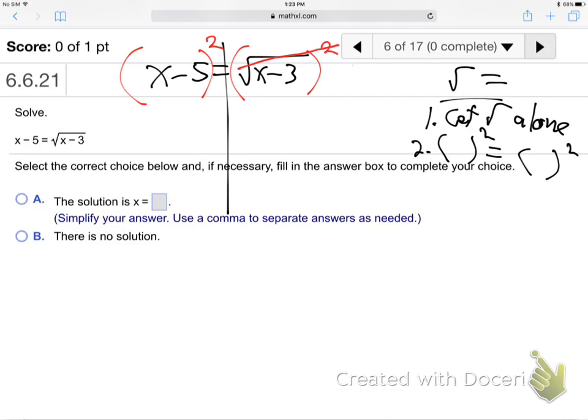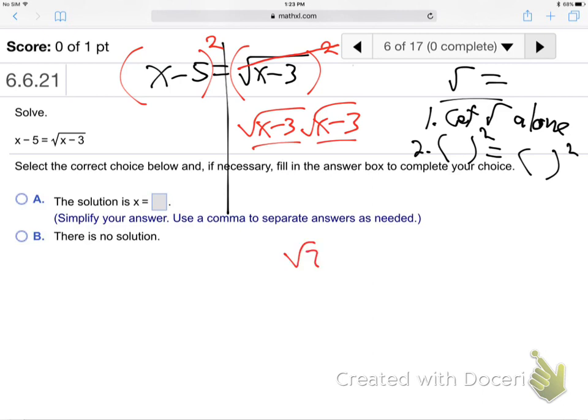Hey, by the way, why does rooting cancel squaring? I've been saying it all along. Are you comfortable with that? You don't have to write this out, but let me make sure I show you the reason. I don't like giving you things without good reasons. The 2 means 2 of them, right? When you put a 2 on something, it means 2 of them.